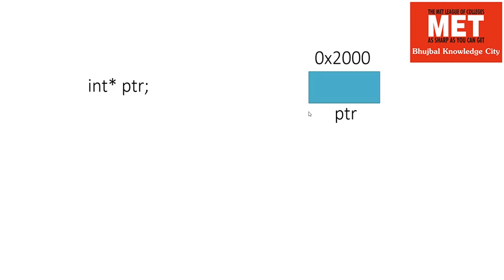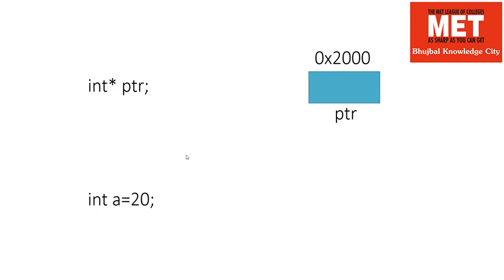Now let's see how this program is executed. The first line, int star ptr, creates a variable with name ptr and stores it at the memory location 2000. Now this variable contains nothing as of now. We just have declared the variable.